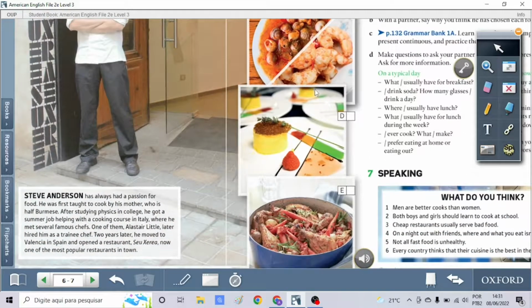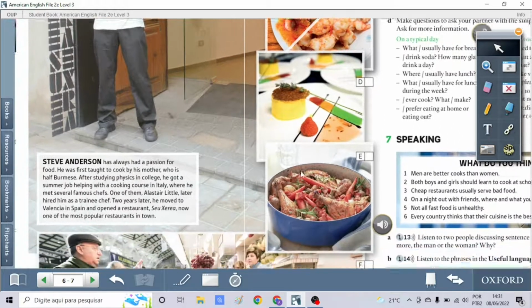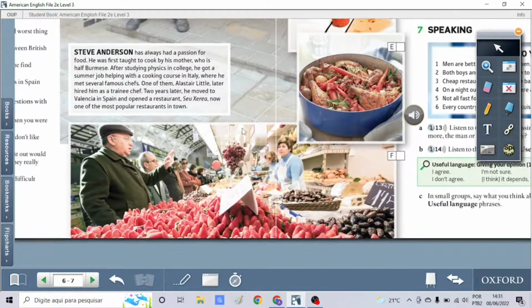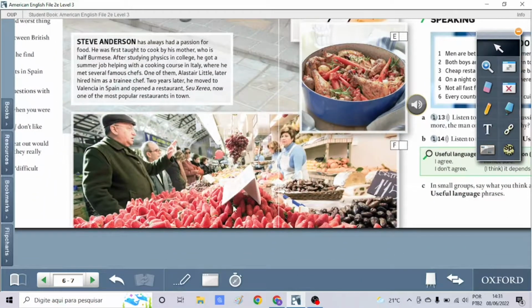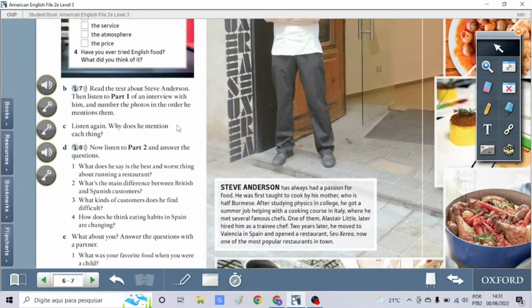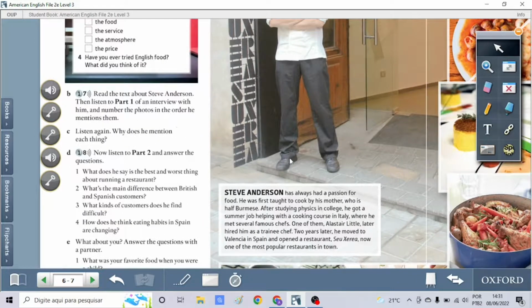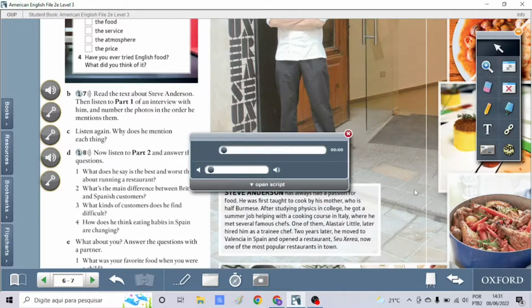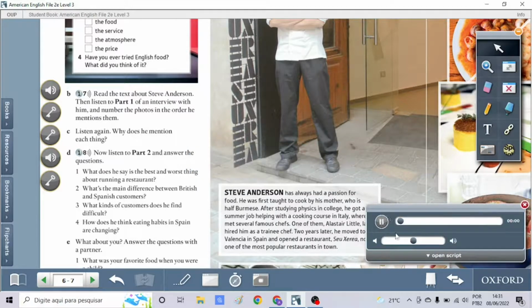In letter D, the desserts. In letter E, we have the casseroles. And then in letter F, we have the market. Okay, so please listen now and order the photos according to the order that they are mentioned in the listening.